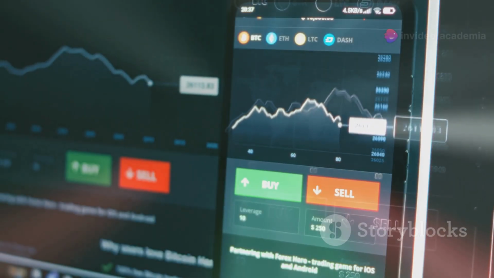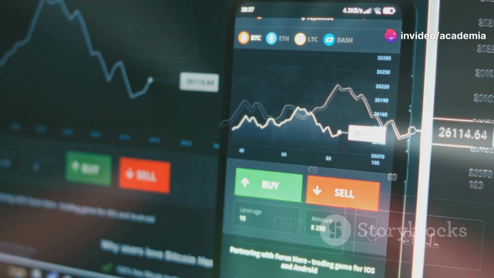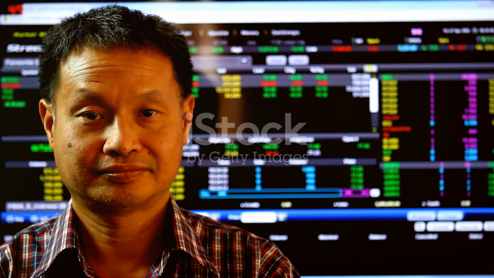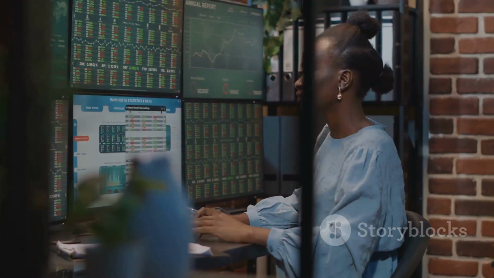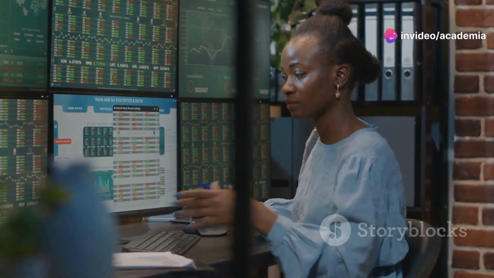Suppose the $245 put is sold for $3. The $240 put is bought for $2, the $255 call is sold for $3, and the $260 call is bought for $2. The net premium received would be $2, which is $6 received minus $4 paid.